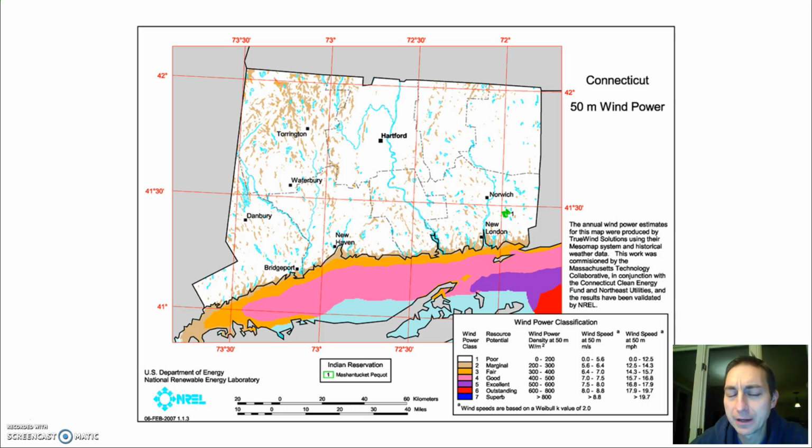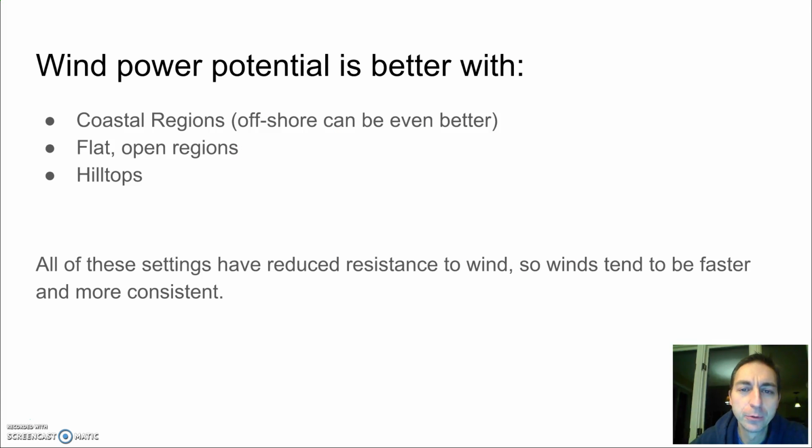And so that's showing that we have better wind potential in those locations. So that kind of leads us to a really important idea that not everywhere is equally good for wind power. If you look at who is good for it, it would be coastal regions, and even offshore can be even better, flat open regions and hilltops. With those settings, all three of those places have in common that they have reduced resistance to wind, so wind can tend to be faster and more consistent.